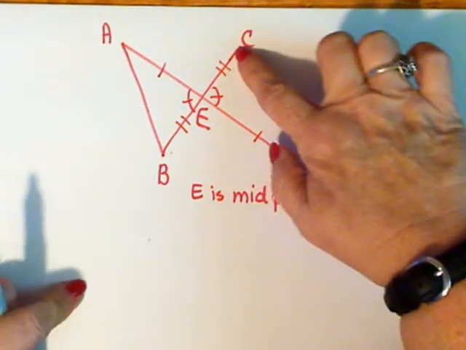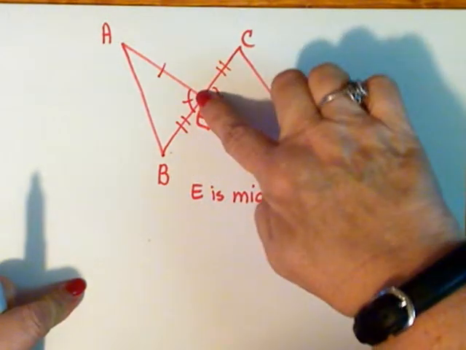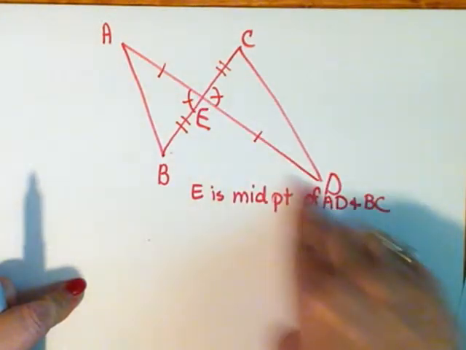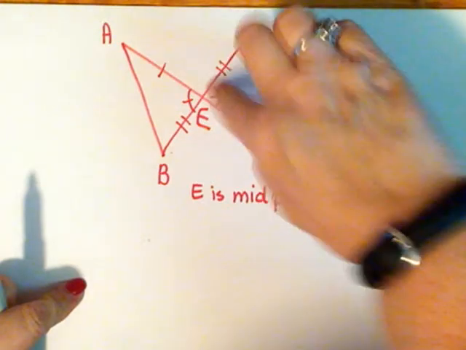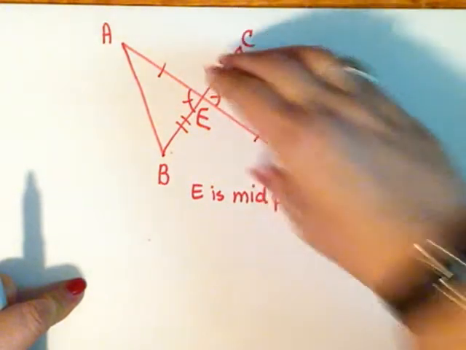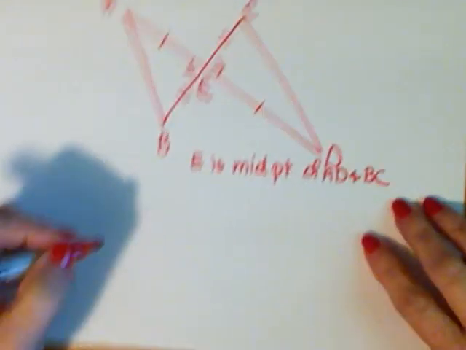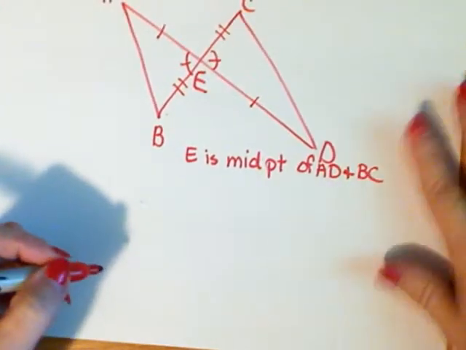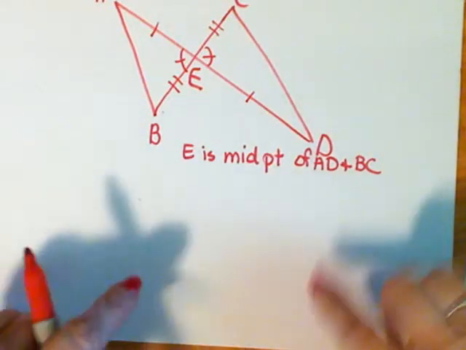So I'm going to go around the triangle, and I have a side, an angle, and a side. In other words, I have two sides and the angle that forms those two sides. If I do that, then those triangles are going to be congruent by side, angle, side. But now I have to figure out how to label it.